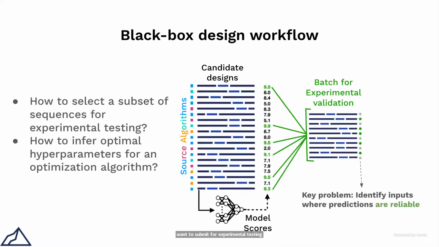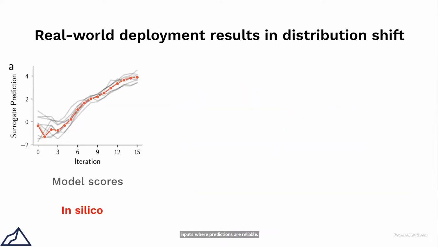Now, in an ideal world, we would just trust our regression model and our job would be done. We would sort the list of candidate sequences from highest to lowest model scores, take the top k sequences, and submit those for testing. But we know that models are not going to be reliable in the entirety of the input space, especially when the space is high dimensional. For proteins, that's 20 to the L, where L is the length of the sequence. So we need some way to identify inputs where predictions are reliable. And that's what this talk is about.